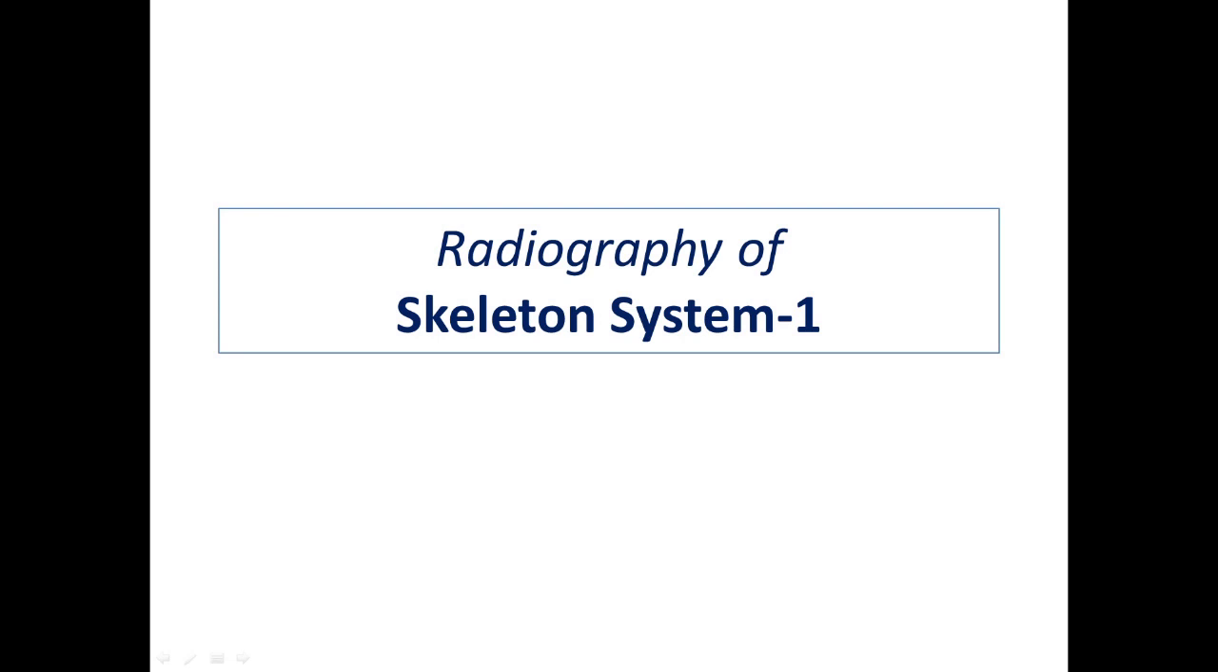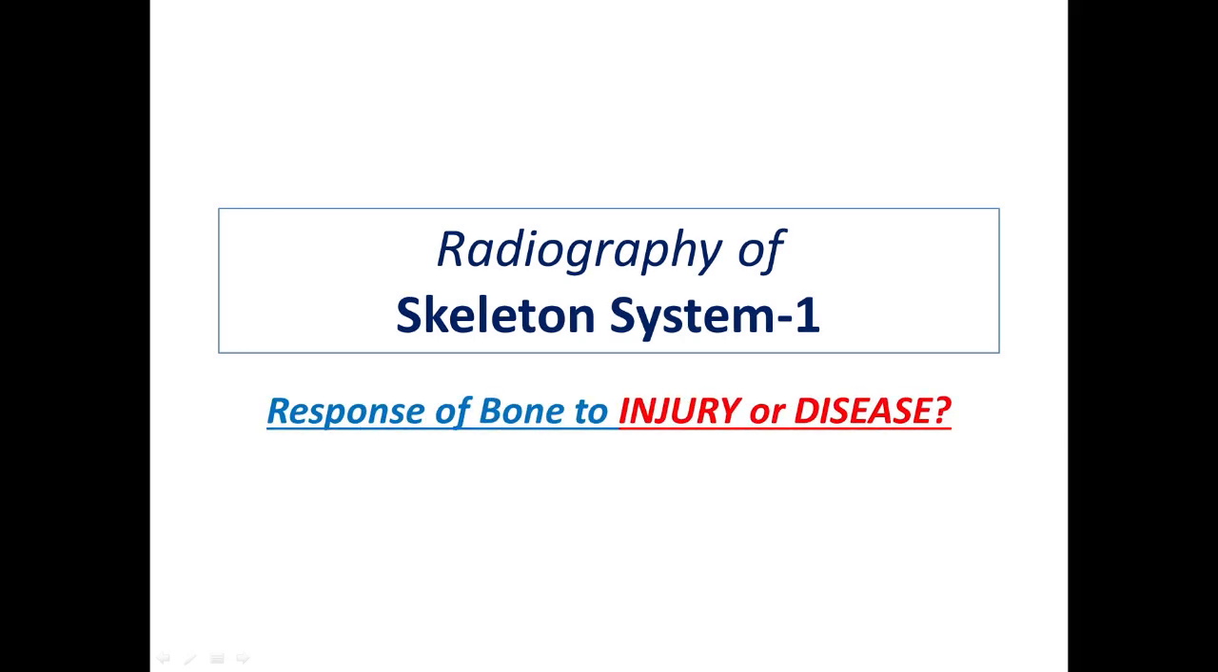So today we are going to start a series of videos on veterinary radiography of different body systems. In this video, I'm going to talk about very basic concepts of the radiography of the skeleton system. We are going to cover the response of the bone to any type of injury or disease. It means whenever there is some type of injury or trauma, or sometimes metabolic changes in the bone, what can be the possible radiographic signs, or you can say radiological signs, that we can notice in a radiograph.